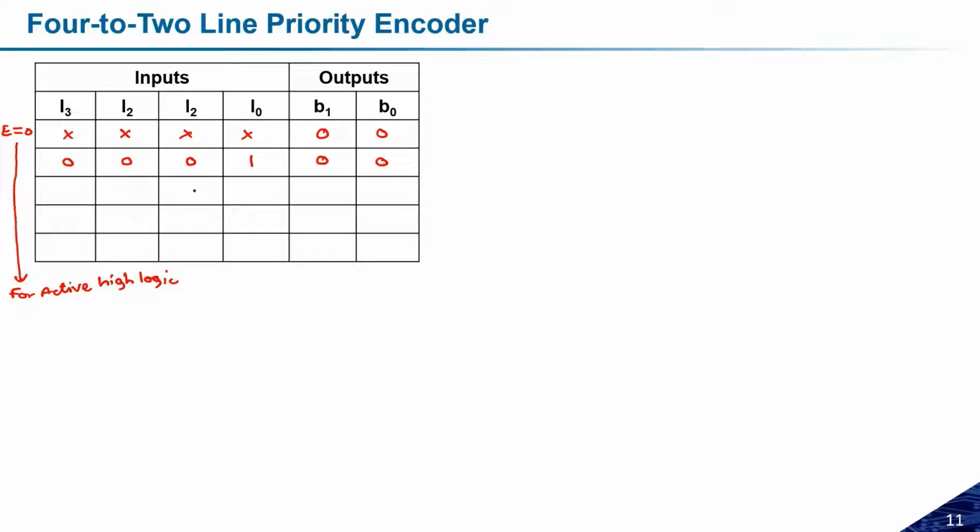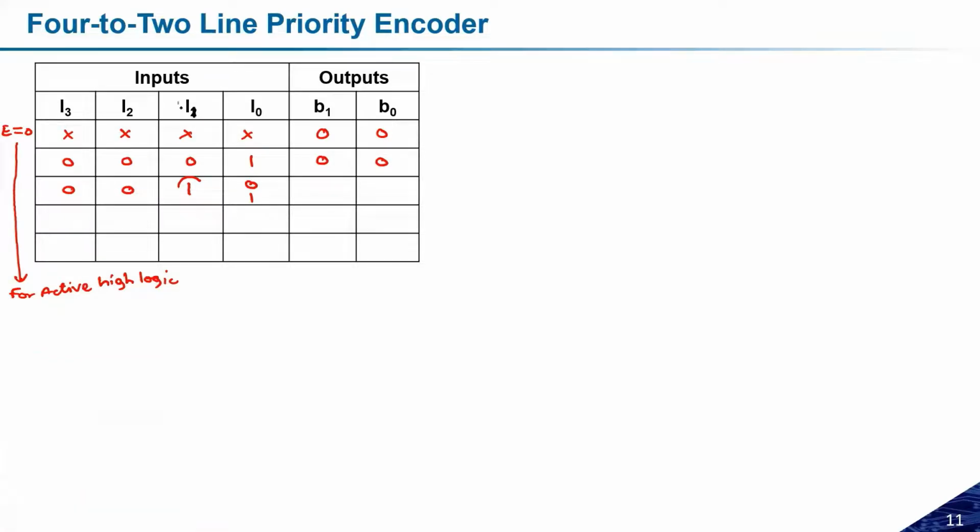The second combination could be, I just told you, I2 is 1. But if I have a combination like 0, 0, 1, 0 or 1, 1, these are the two possibilities where I2 is the maximum. Sorry, this is I1. Again I made a mistake. This should be I1.